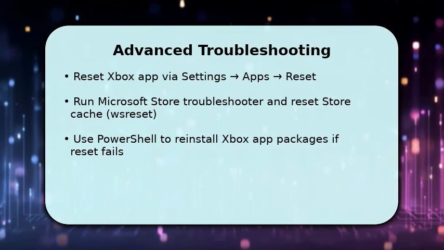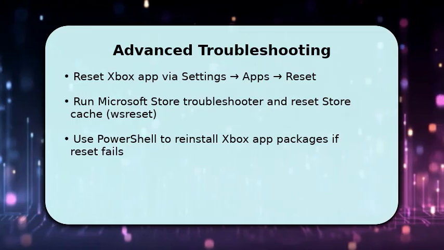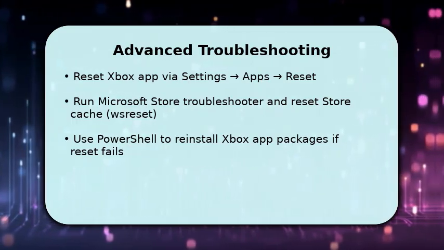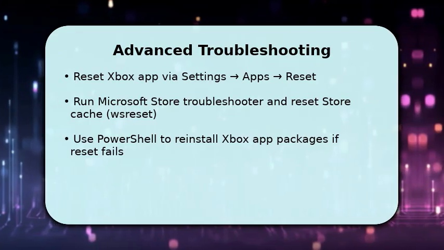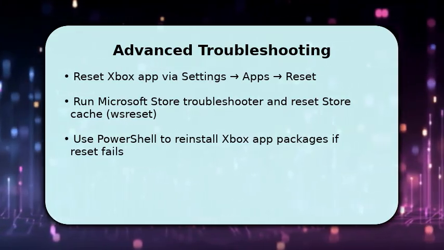If the app still won't update, reset it in settings to clear corrupted local data. This often fixes permission issues. Once reset, run the Microsoft Store troubleshooter and reset the store cache by running WSReset. That clears stale download tokens.